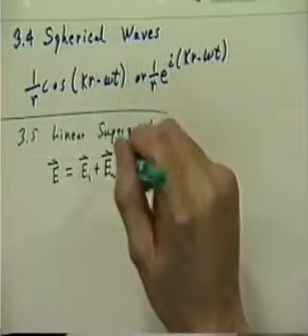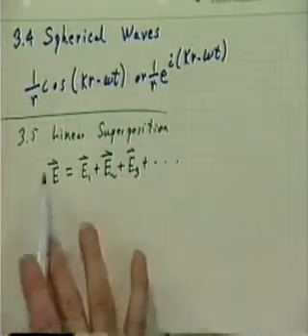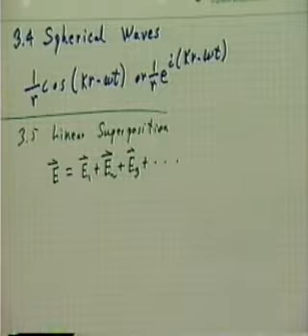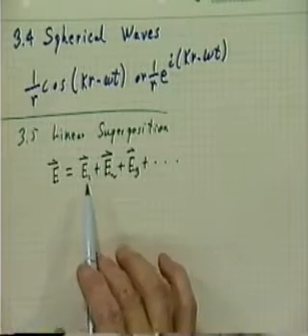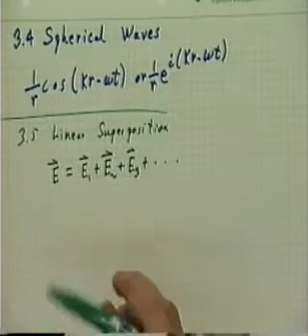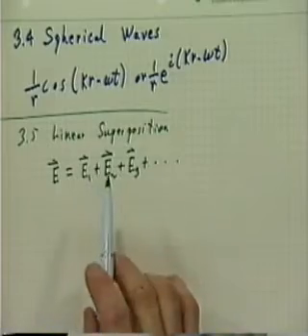The next thing is that I like just writing it out this way, E1 plus E2 plus E3. And that's very good if we have no matter present. But if we have matter present, and if the electric fields become large, we get into something called nonlinear optics.